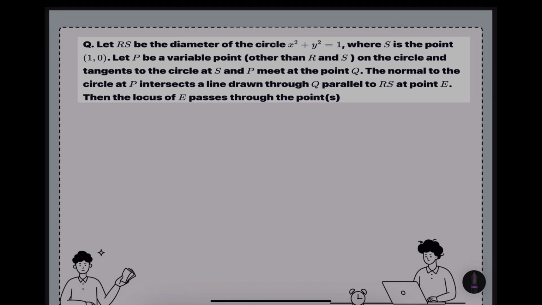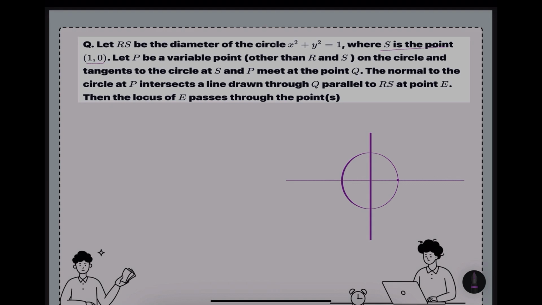You know that this is a circle whose center is at the origin, and the radius is 1 only. Okay, now be super slow. They are talking about RS, so focus on RS, where S is the point (1, 0).